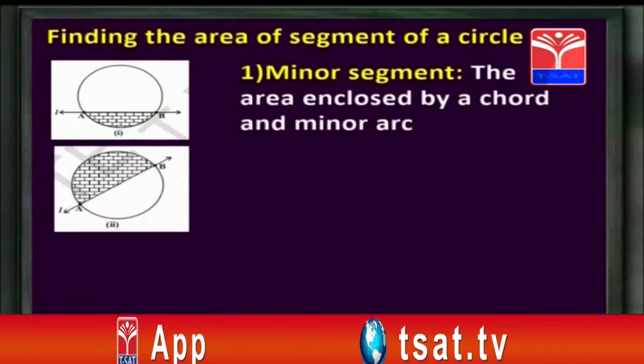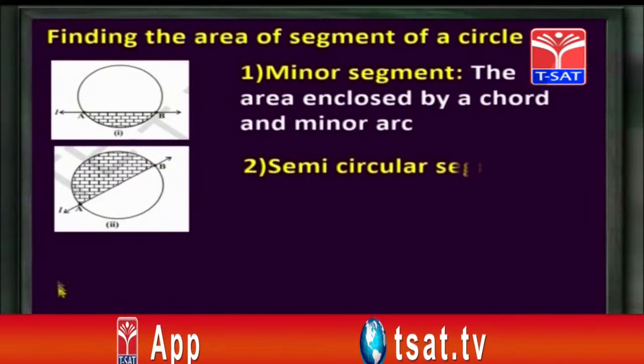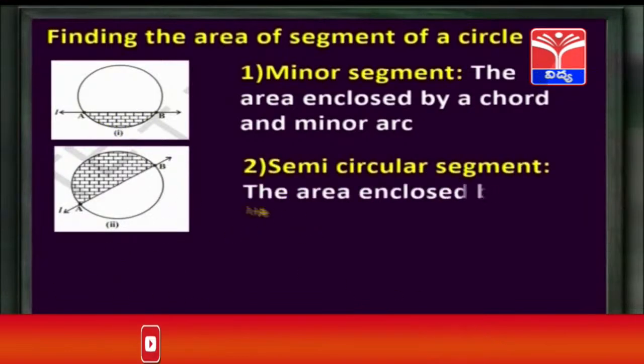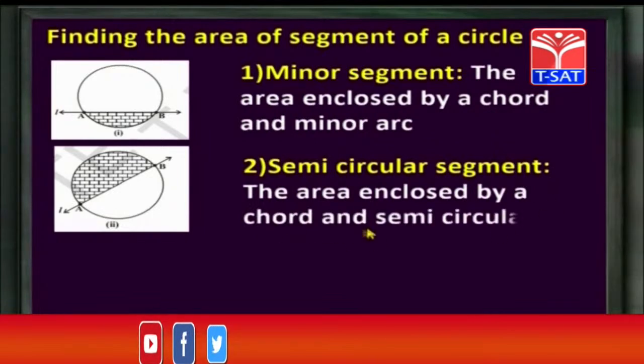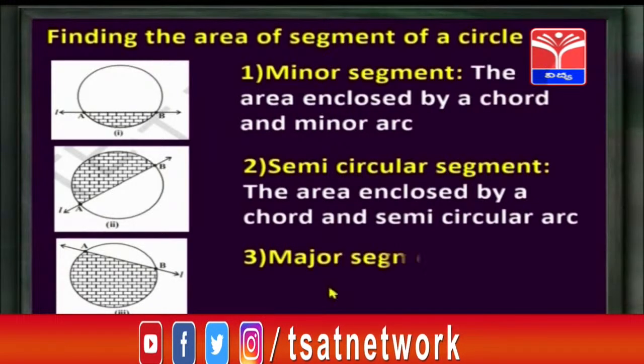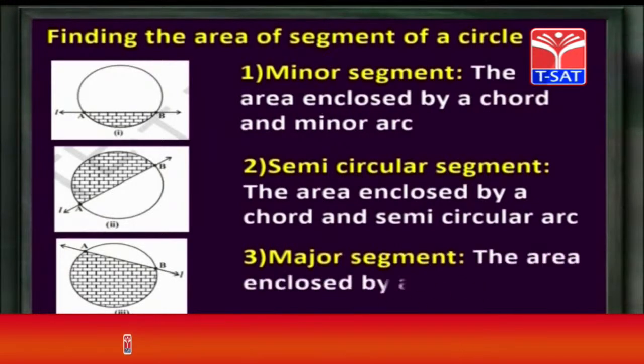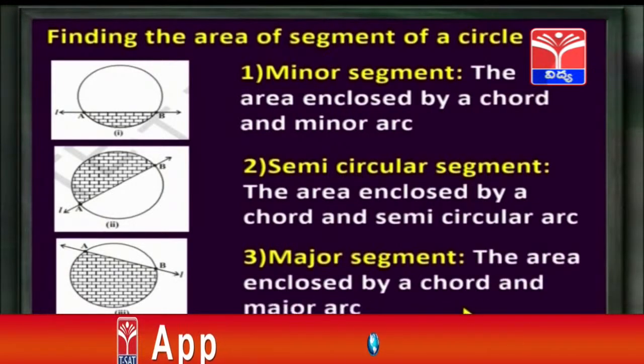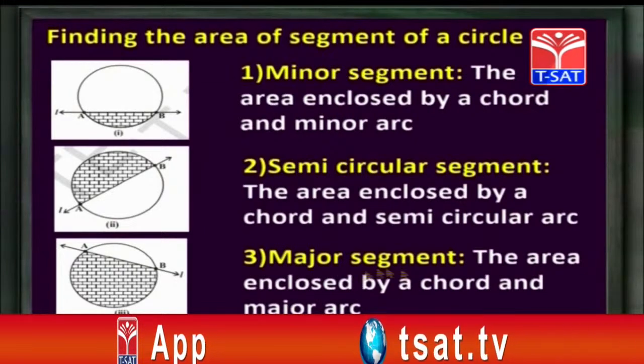Now this is a semicircular segment. What is a semicircular segment? The area enclosed by a chord and a semicircular arc. And the third one is a major segment. What is a major segment? The area enclosed by a chord and a major arc is called a major segment.